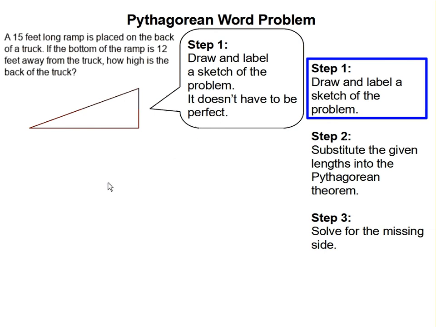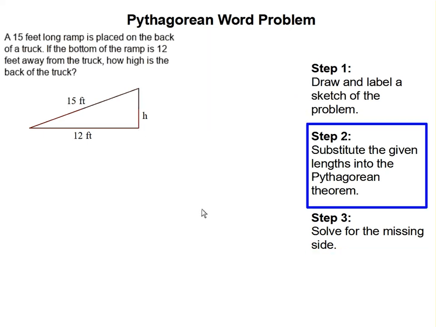Alright, so now we need to label it. So notice 15-foot long ramp. So here's the 15-foot ramp. This is the height of the back of the truck, which we don't know, so I just put H. You can put any letter you want. And then this is the bottom of the ramp, right? So from the bottom of the ramp all the way to the back of the truck, so that's 12 feet.